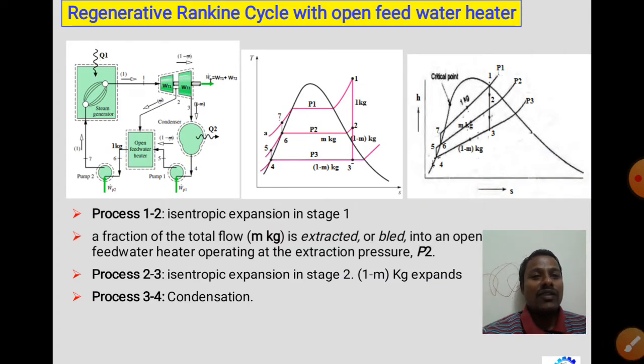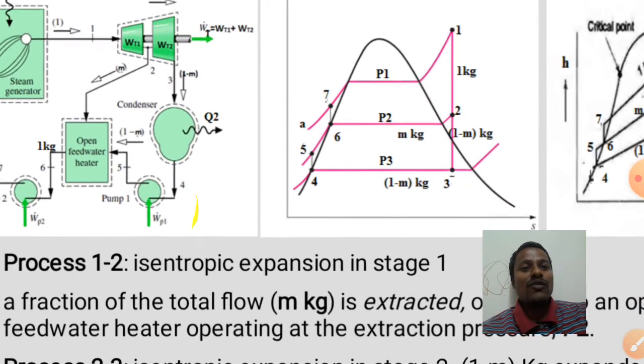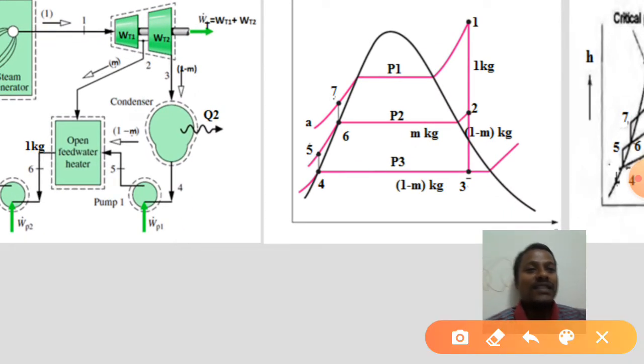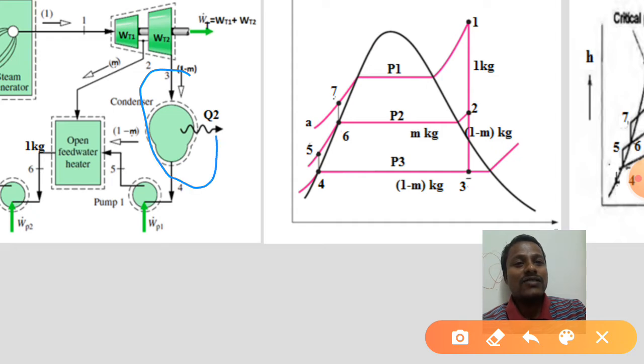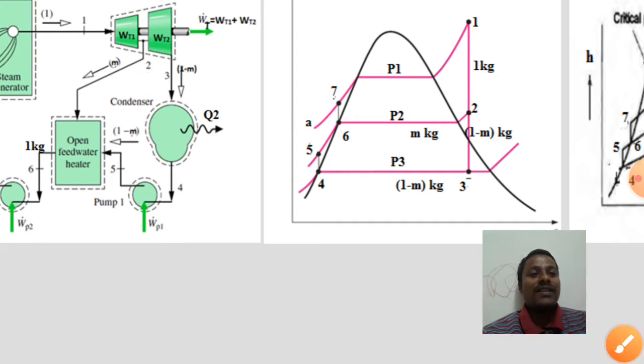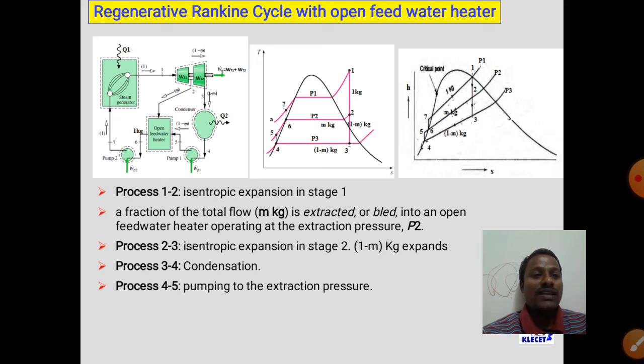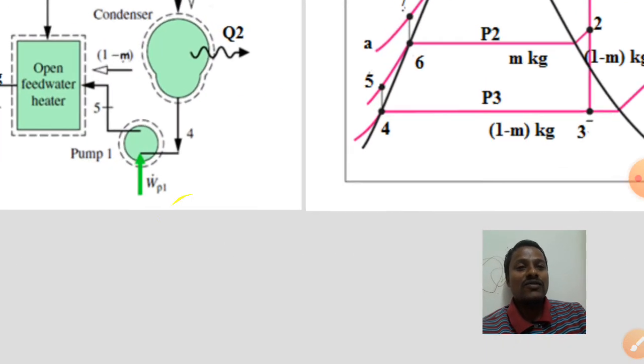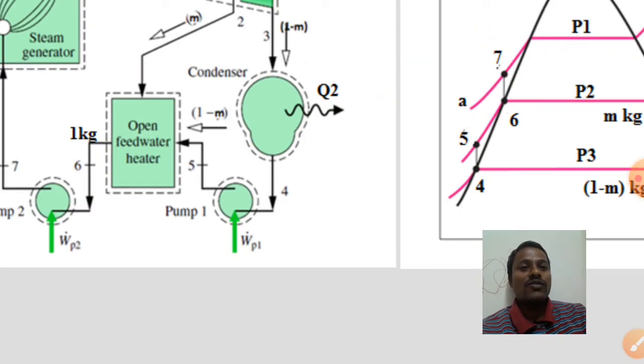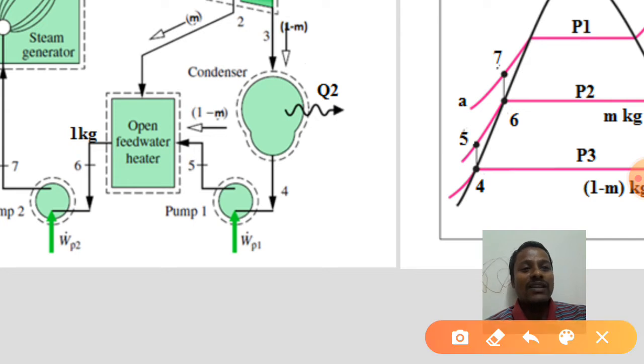Next, process 3 to 4 is condensation. So 3 to 4 condensation is happening, so that we have already discussed. So this is 3 to 4. After that we have process 4 to 5, pumping to the extraction pressure. So pumping against the extraction pressure, so it is pump 1 work. So 4 to 5 is pump 1 work.